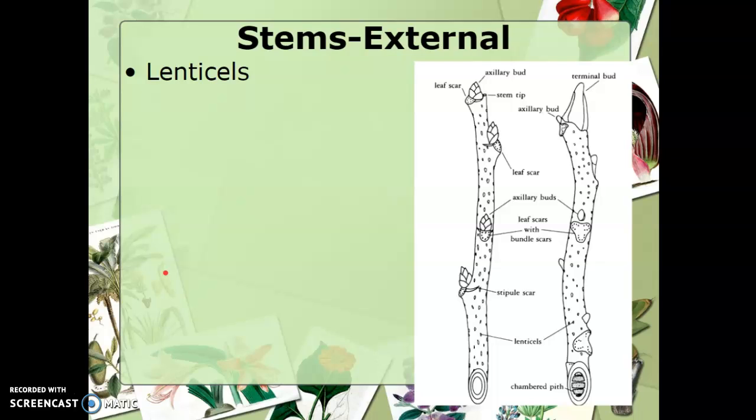Okay, so let's look at the different parts of the stem. Some of these we've already discussed, like lenticels. Lenticels, you already know, are breathing pores, and they can appear as little dots or bumps along the stems.